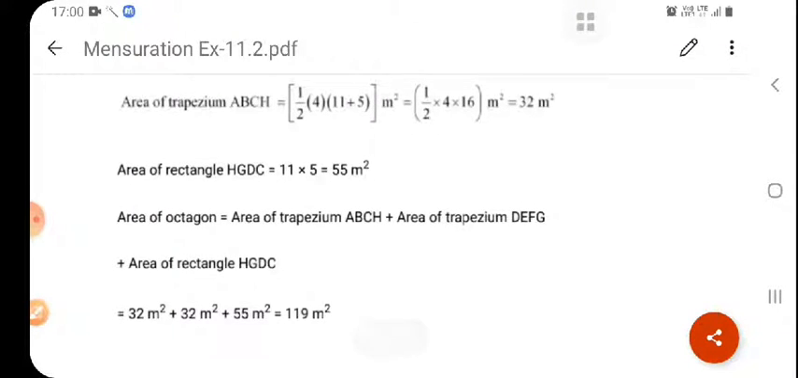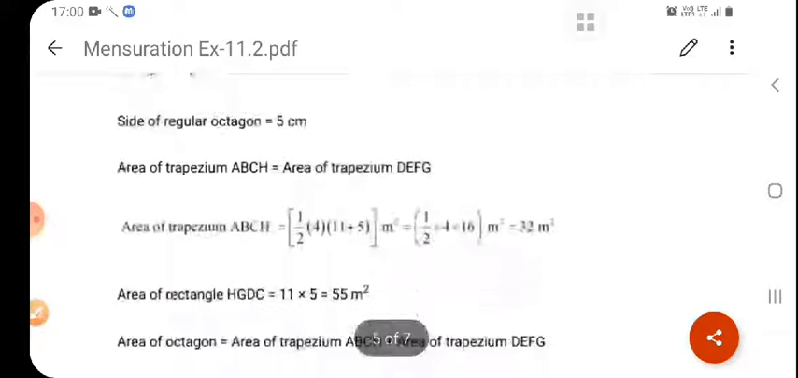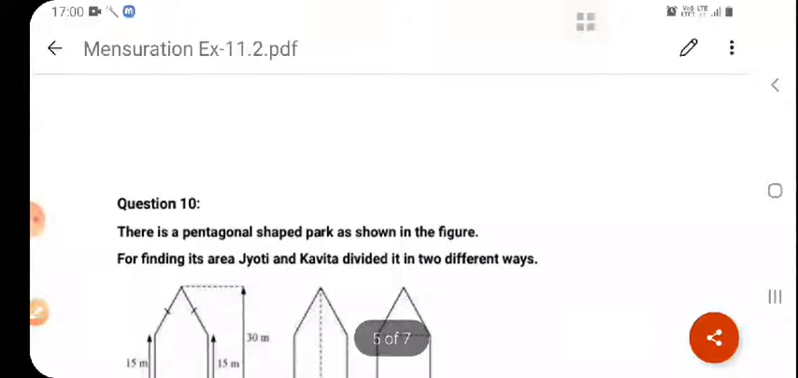And the area of octagon is equal to the area of trapezium plus the area of trapezium. Two trapeziums' areas are added, on the top and on the base also. The other trapezium will be GFED. And above also there are 2 trapeziums and 1 rectangle. Add these areas to get 119 meter square.